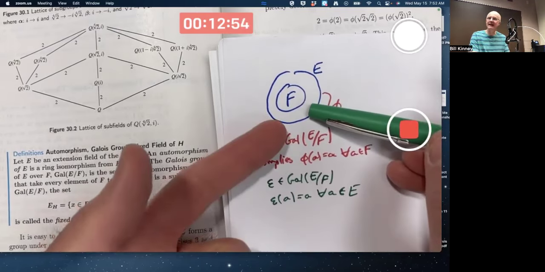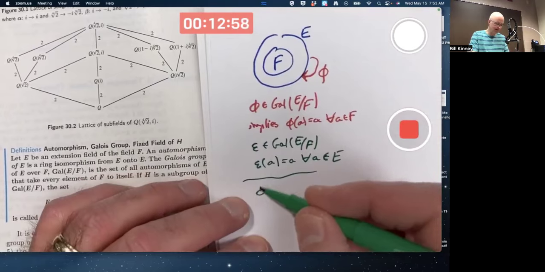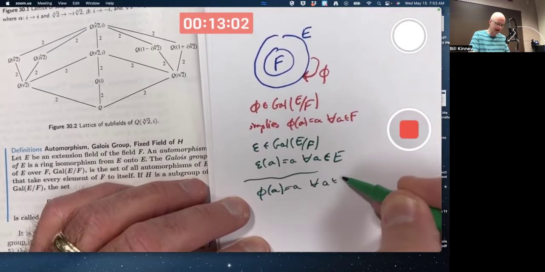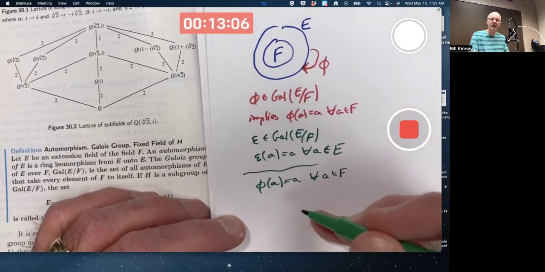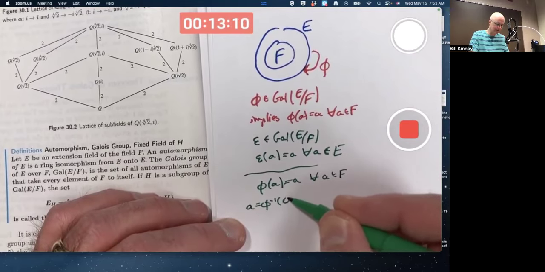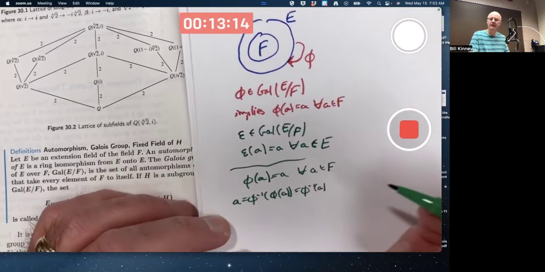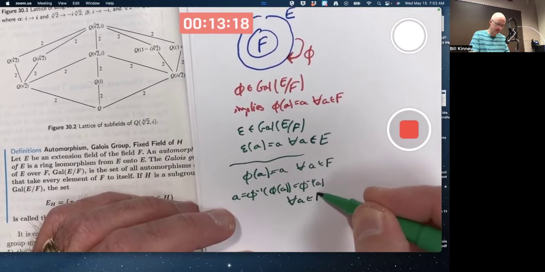Does it fix everything in F? Well, if phi of A equals A for all A in the base field F, the smaller field, effectively by applying the inverse to both sides, you could say phi inverse maps everything in F to itself.